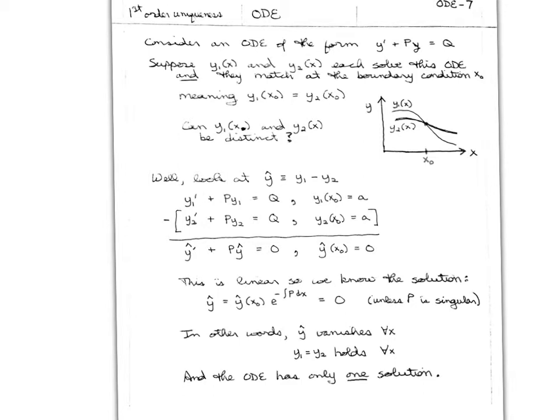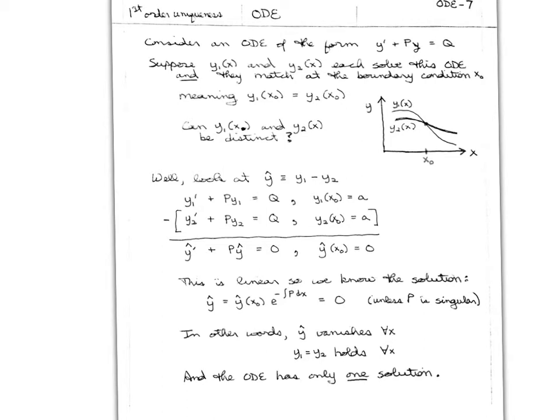So let's think of this linear differential equation in its standard form, y prime plus py equals q. Let's suppose the contrary. Suppose that there are two different functions, y1 of x and y2 of x, that each solve this differential equation and that both give the same value at some boundary condition, at some value of x that we'll call x naught. These match up. Could they really be two separate, distinct solutions?